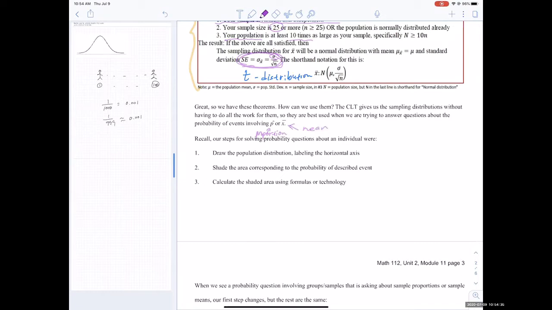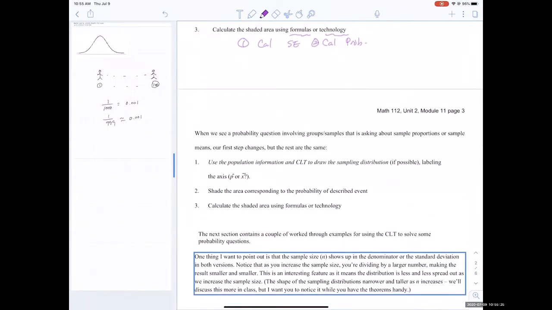Okay, so draw the population distribution, labeling the horizontal axis. Shade the area corresponding to the probability of the described event. Calculate the shaded area using the formula or technology. Most of the time, we're going to use the formula to calculate your standard error, and then we're going to use technology to calculate your probability. So the first thing is to calculate the standard error, and once we have it, we calculate the right probability using technology. So far, so good. Any question?